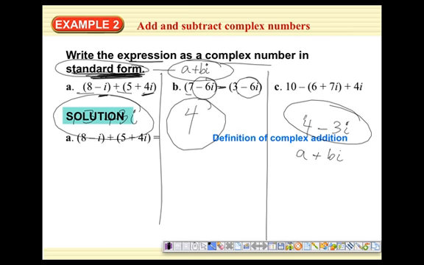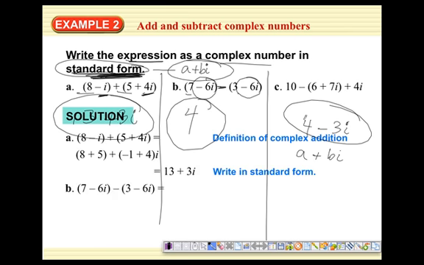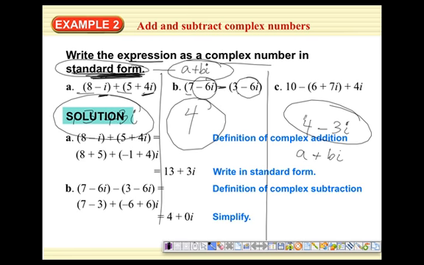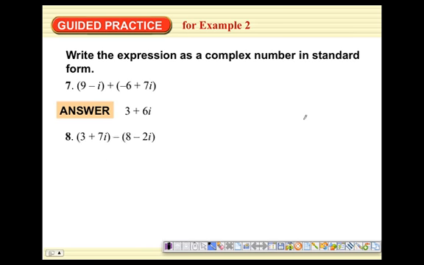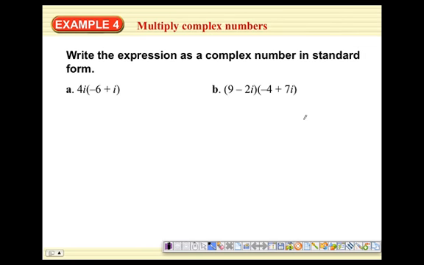Any questions on this? No, right? Just add and subtract it. So let's go to the next example, which is multiplying. Write that expression as a complex number in standard form. So, what are you going to do with letter A? What property? Distribute. Go ahead. Distribute.